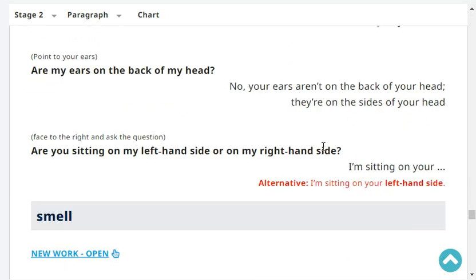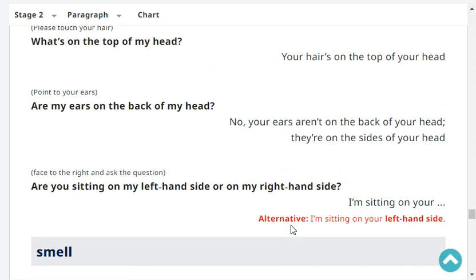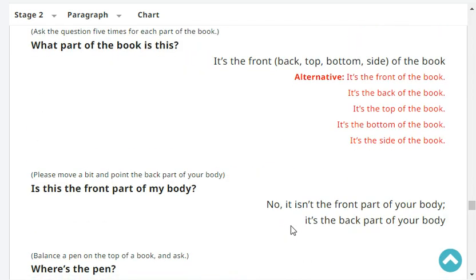Are you sitting at my back or in front of me? I'm sitting in front of you. Very good. Okay, so that's the end of our revision. Let's have new work.